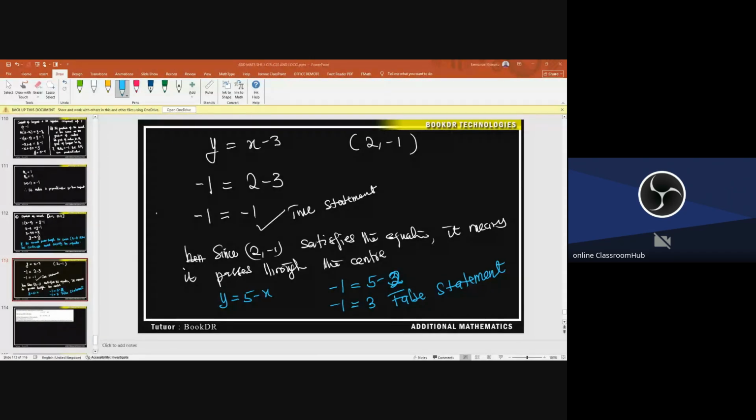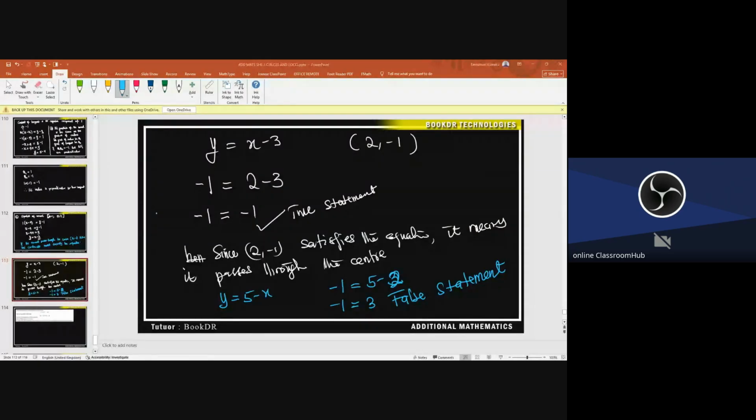So the blue one is just to give you a juxtaposition of why this is valid. This time around, for the blue one, I use the equation of the tangent. It is not part of the requirement of the question. This is just to juxtapose our solution so that you can have a better picture.